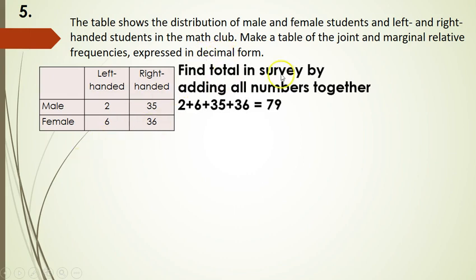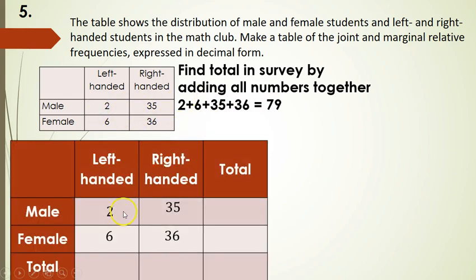okay? So we're going to find the total number of people in the survey. So we add all our numbers together and we get 79. So, and we're going to add across this way. So now we're going to create another table. And we're going to add across this way and across this way and across that, and up and down. So we're going to add our columns and our rows, okay? We know that this number down here is going to have to be 79 because that's how many total were in the survey, right? So we're going to add 2 to 35, that's 37, 6 to 36, that's 42, 2 to 6, that's 8, and 35 and 36, that's 71, okay?